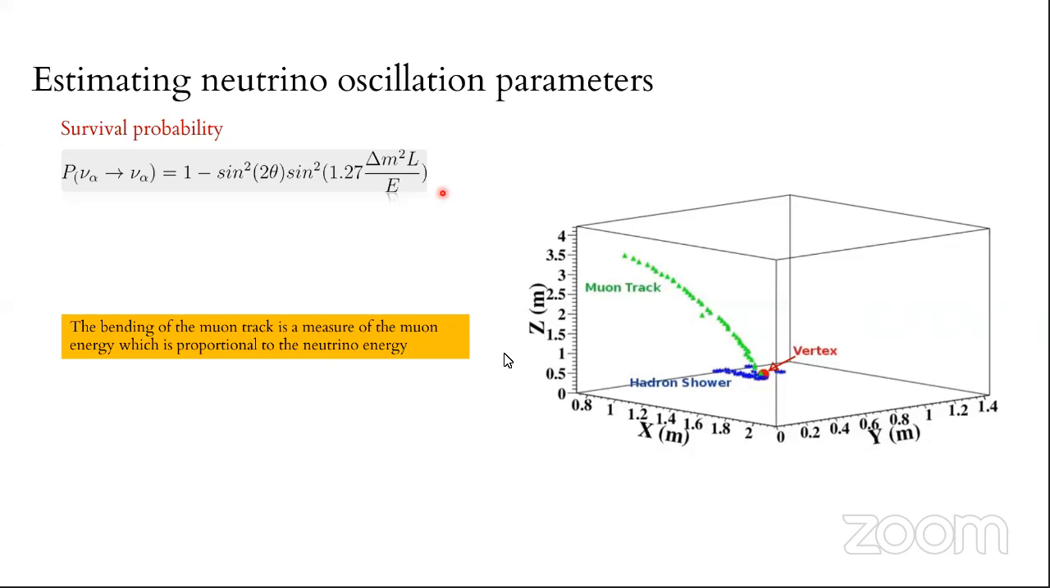Of course, this is a very simplified explanation. There are many things; it's not just delta M squared. There's something called delta M squared 21, 31, and so on and so forth. But I don't want you to worry about it right now.